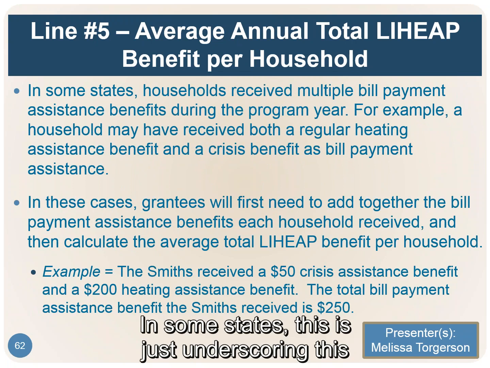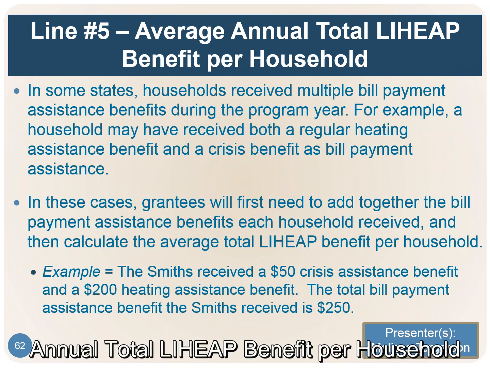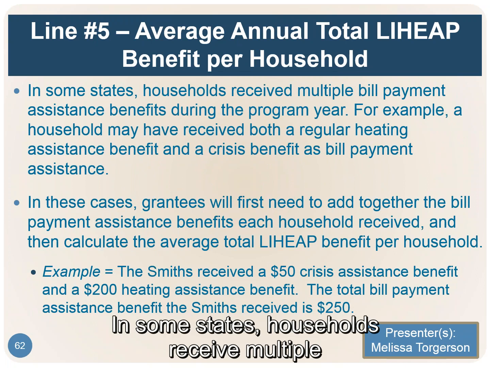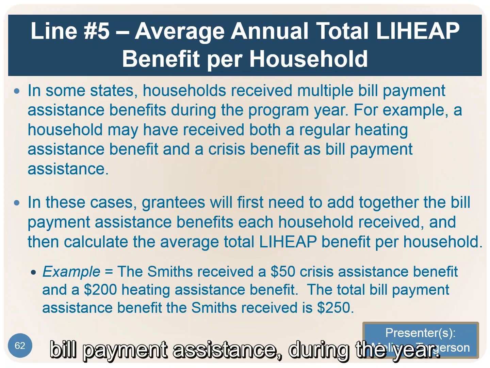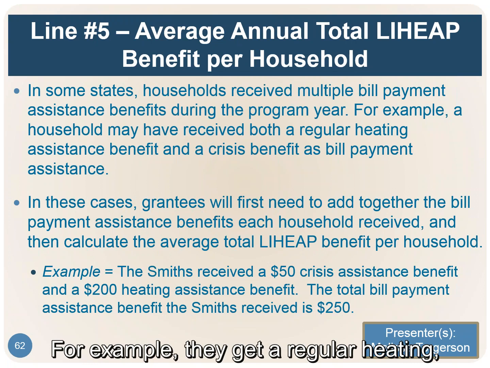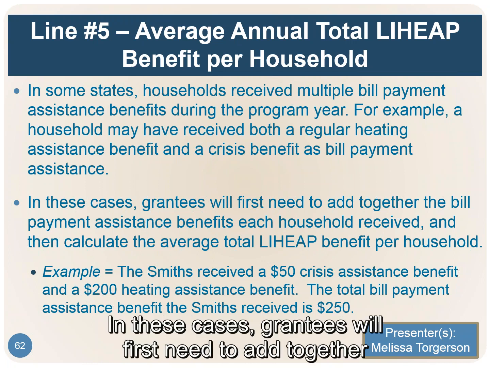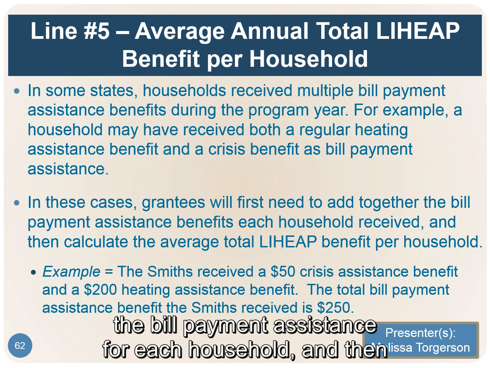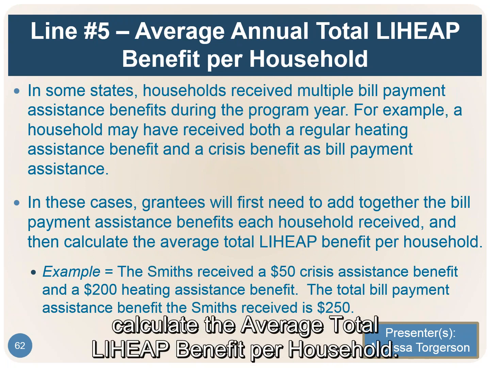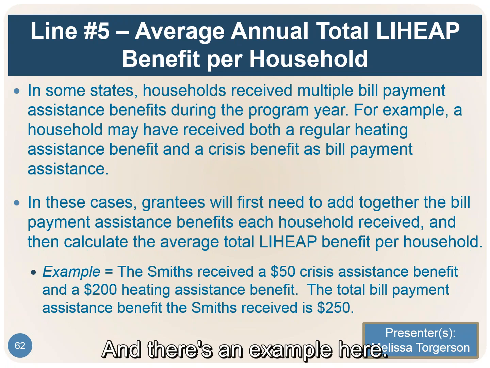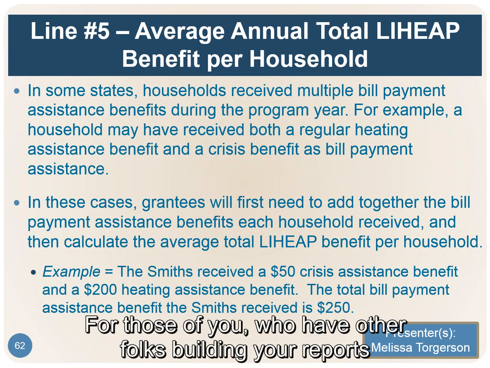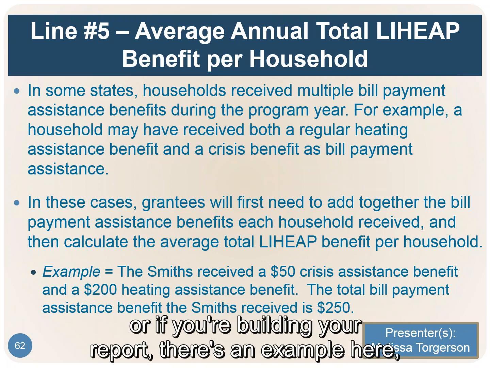So in some states, this is just underscoring the annual total LIHEAP benefit per household that we just talked about. In some states, households receive multiple bill payment assistance during the year. For example, they get a regular heating and a crisis benefit. Some people may get a regular, supplemental, crisis, or multiple. In these cases, grantees will first need to add together the bill payment assistance for each household and then calculate the average total LIHEAP benefit per household. And there's an example here for those of you who have other folks building your reports, or if you're building your report, to walk you through that.